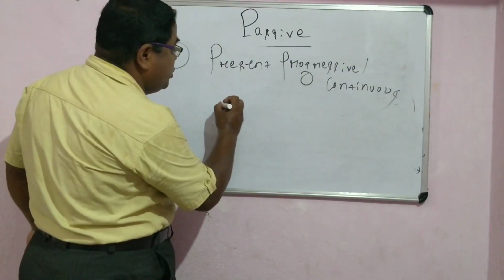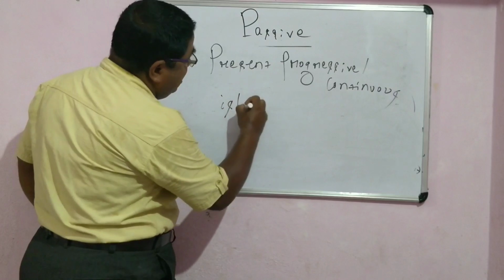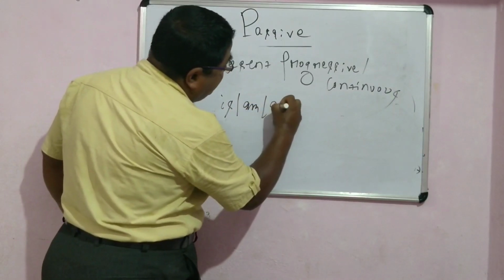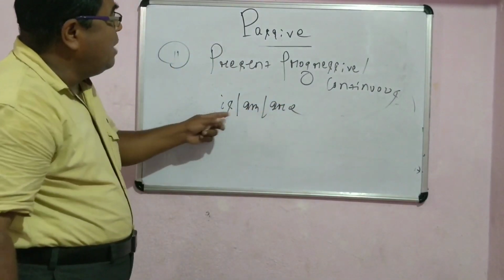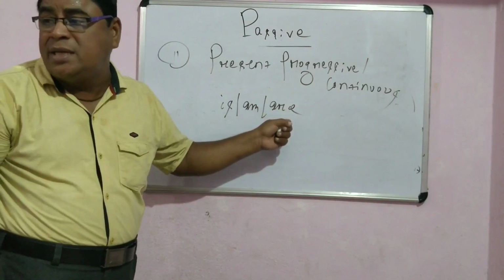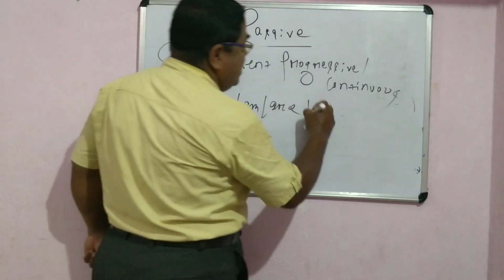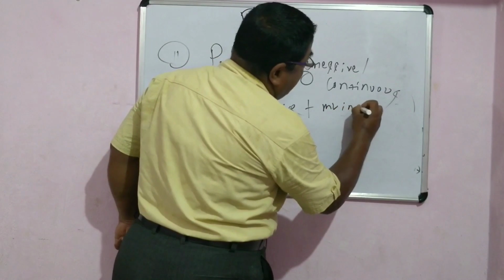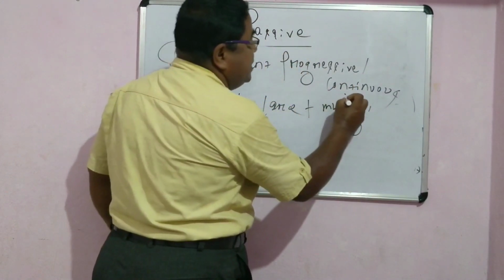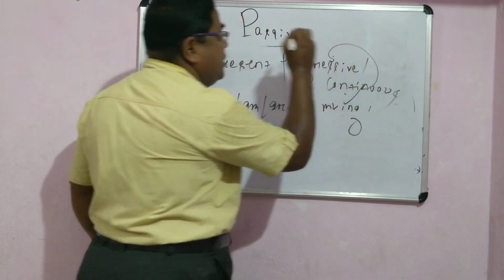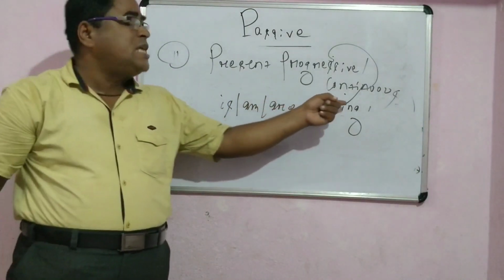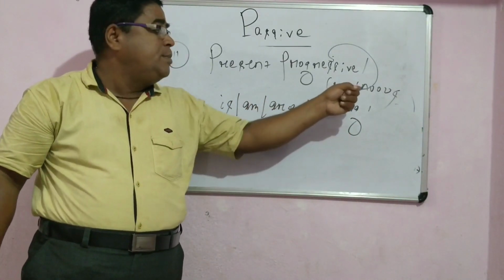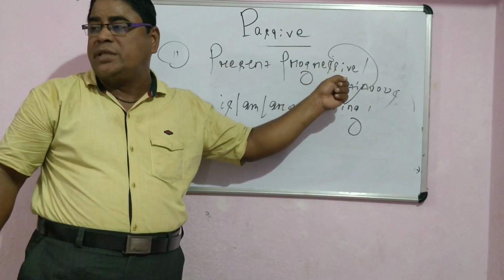So what is the structure of making the present progressive? Similarly, you have to take the help of the be verb. We have the three be verbs of the present simple: is, am, are. Then your main verb takes ing. Always remember, this ing is called progressive or continuous. Whenever you use ing with the main verb, it becomes continuous or progressive.